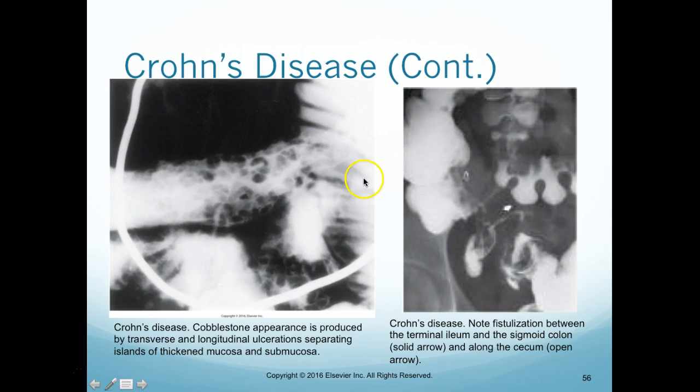So this is the cobblestone appearance here. We have an attack here on this poor patient. So you can see the cobblestone. This is what we call cobblestone appearance. So that is not good. There are transverse and longitudinal ulcerations. You'll see both, and that's one of the indicators. The string sign, so you can see the string sign. It's between the two. So there's your string sign.